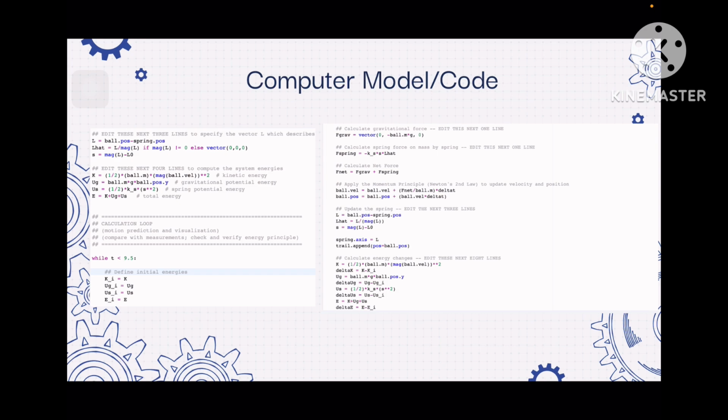Inside the calculation loop, 2 forces act on the ball. Gravity pulls straight down, and the spring force automatically points back toward the attachment point when stretched and away when compressed. These combine into a net force, which we use to update the ball's velocity and position each time step using the momentum principle via the position and velocity update formulas.